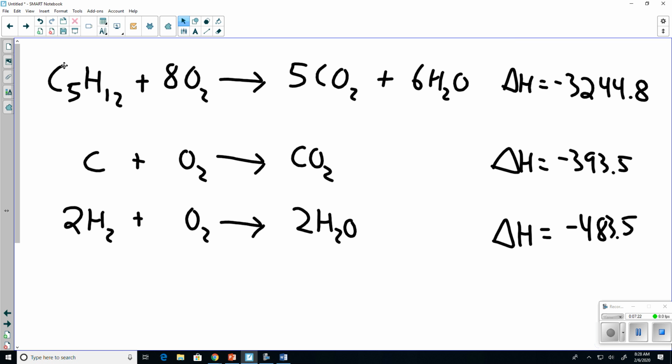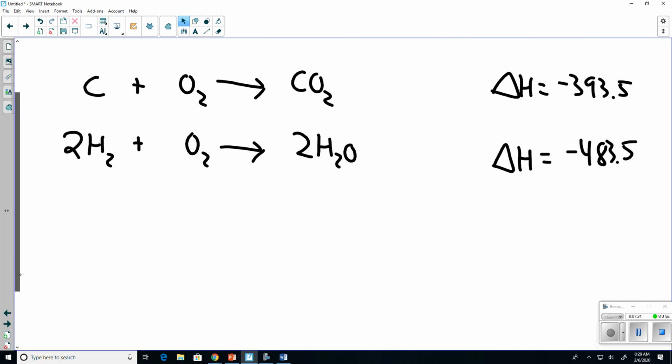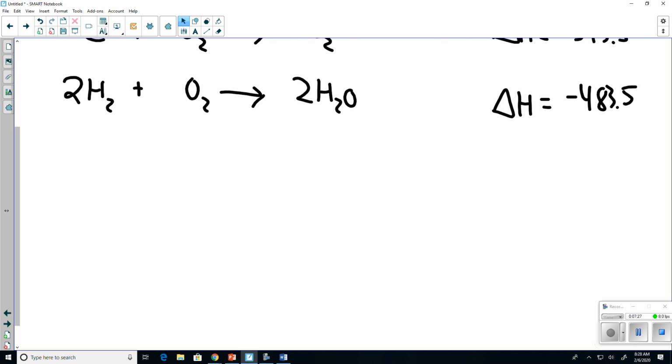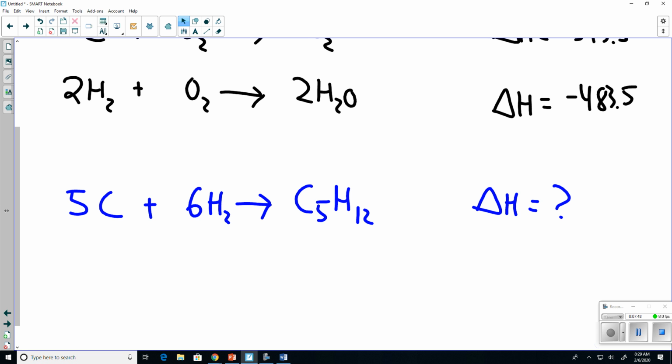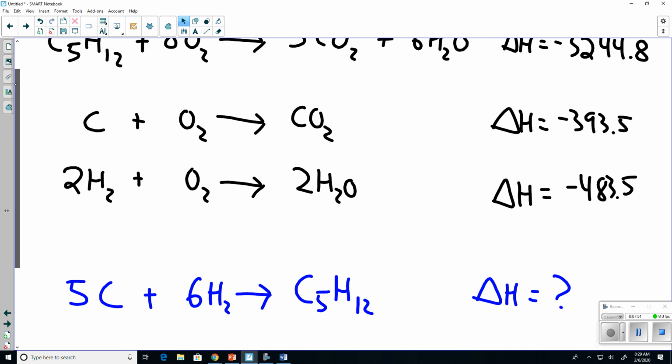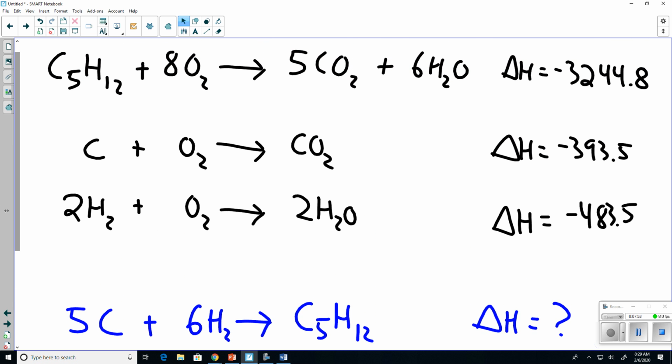If you were given this and then told, so I'll scroll back down in a minute, you want to get to the reaction I first said, 5 carbons plus 6 hydrogen gases makes C5H12. What we can do is figure out how we can manipulate these algebraically to make these three, then add together, to look like my equation in blue.